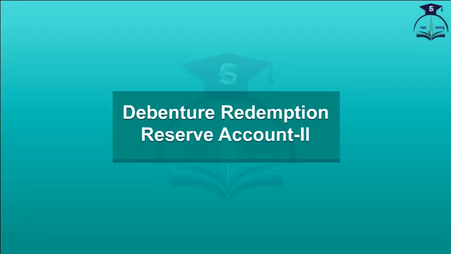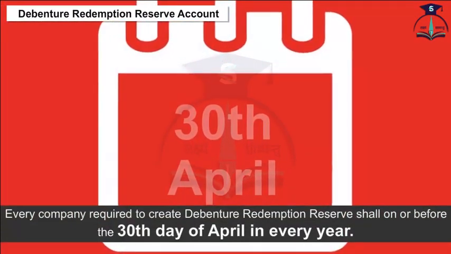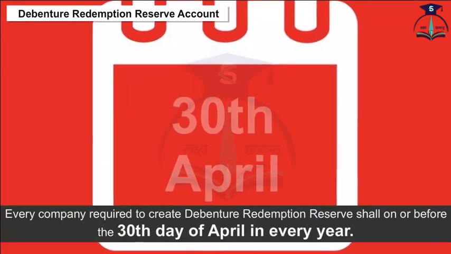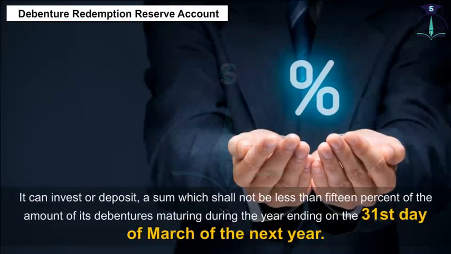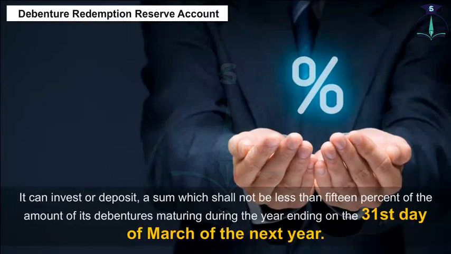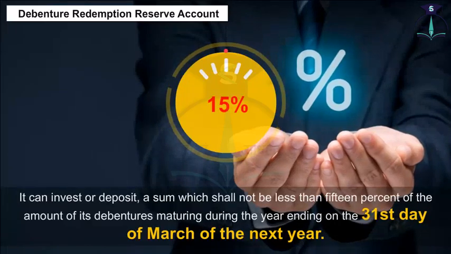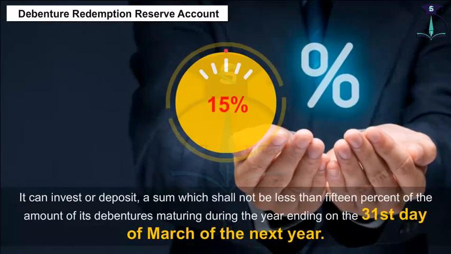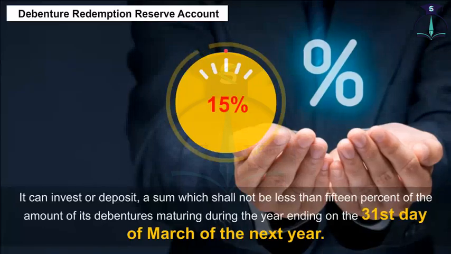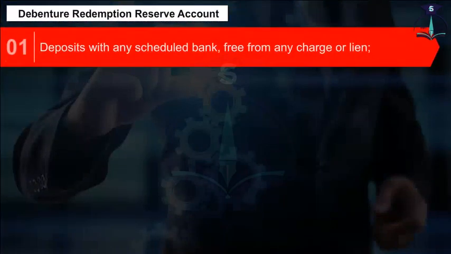Debenture Redemption Reserve Account 2. C. Every company required to create debenture redemption reserve shall, on or before the 30th day of April in every year, invest or deposit a sum which shall not be less than 15% of the amount of its debentures maturing during the year ending on the 31st day of March of the next year, in any one or more of the following methods, namely: 1.